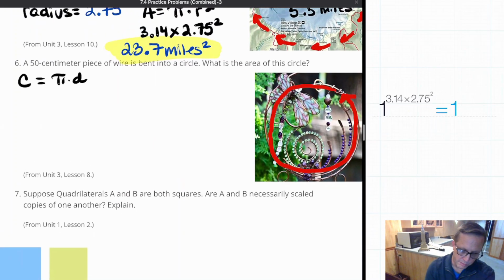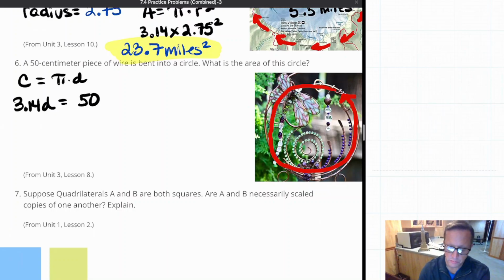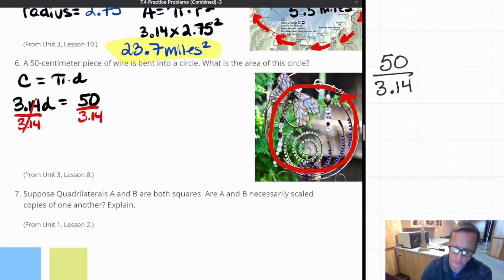So we're going to do 3.14 times d. Here, I'm going to set it up more like an equation. 3.14 d equals 50. Okay? So that's what I'm going to do right there. And then we're going to divide both sides by pi, by 3.14, to figure out what the diameter is. So I'm going to do 50 divided by 3.14, and that comes out to about 15.9.